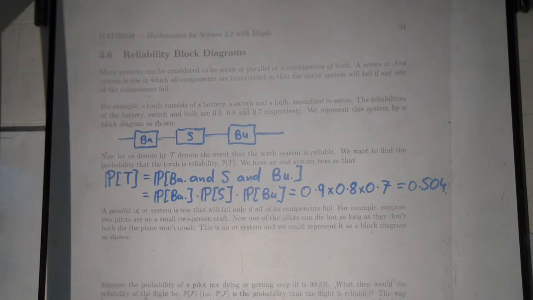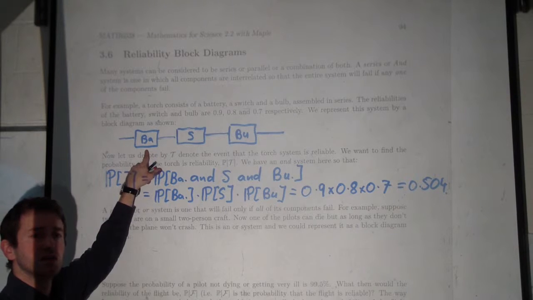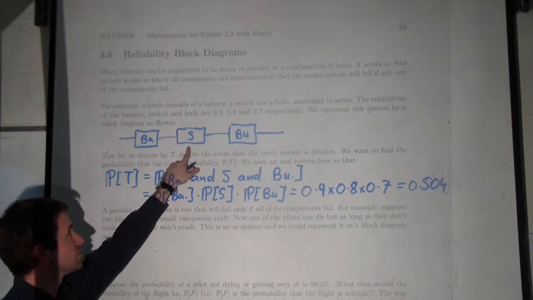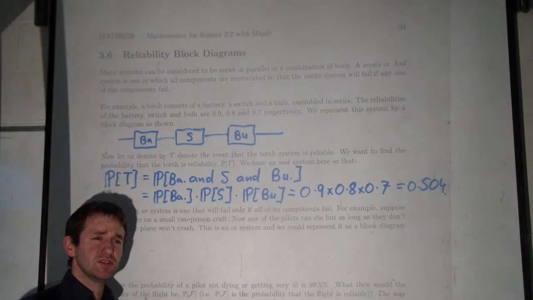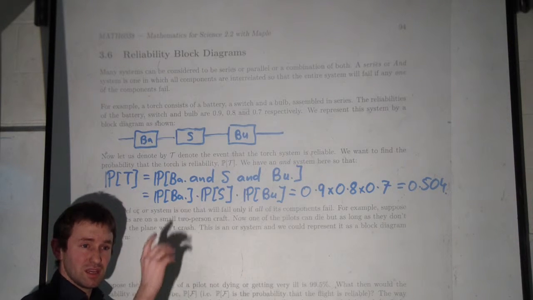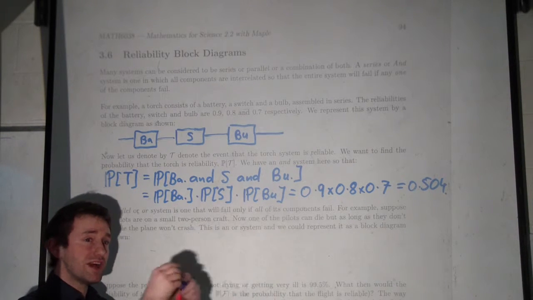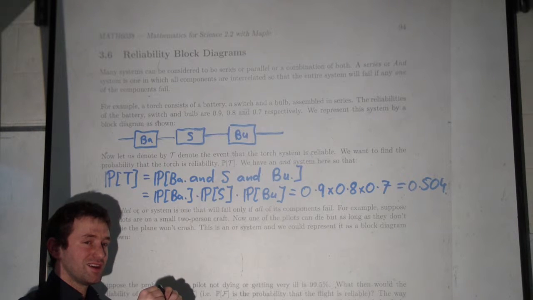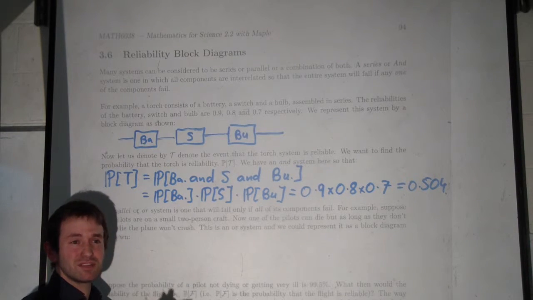No. So that's probably of them not failing, that's probably them working. So think of it another way. You've got a box of 10 batteries, a box of 10 switches, a box of 10 bulbs. In the box of 10 batteries, one of them is faulty. In the switches, 2 of them are faulty, and in the bulbs, 3 of them are faulty. You take a battery, a switch, and a bulb out at random and make a torch. How likely are you to get a torch that works?